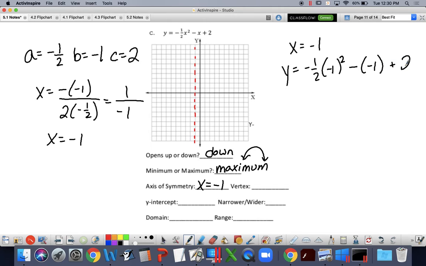So many negatives in this one. Or 5 halves, however you want to write this. Plot that vertex to the best of your ability, because it is in between the grid lines.